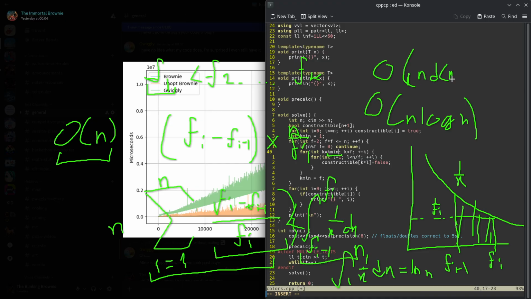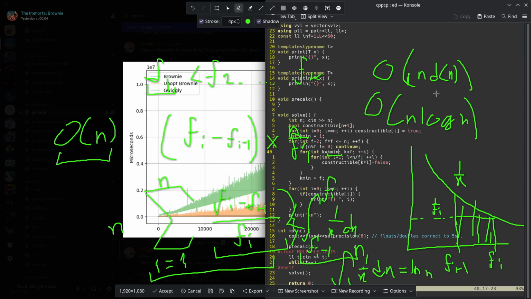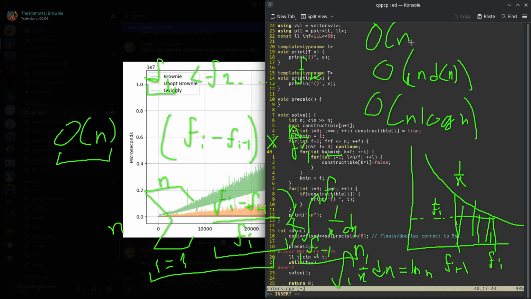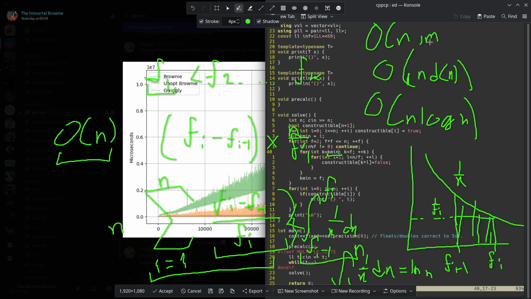Of course, there are some values of n for which dn is much less than log n. So you can think of this bound as O of n times min of dn and log n.